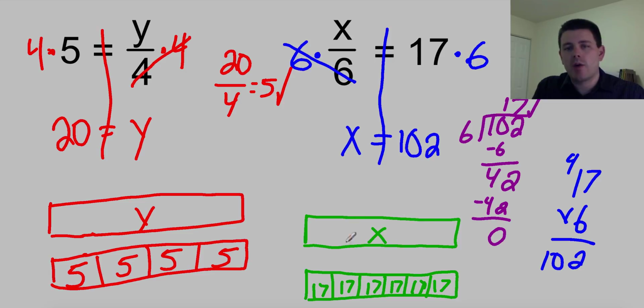Well, think about how would I find this big amount X? Well, I'd have to put all of these 17s back together. I would have to do 6 times 17. So sometimes drawing your bar diagram goes a long way towards helping you see how do I tackle the problem.